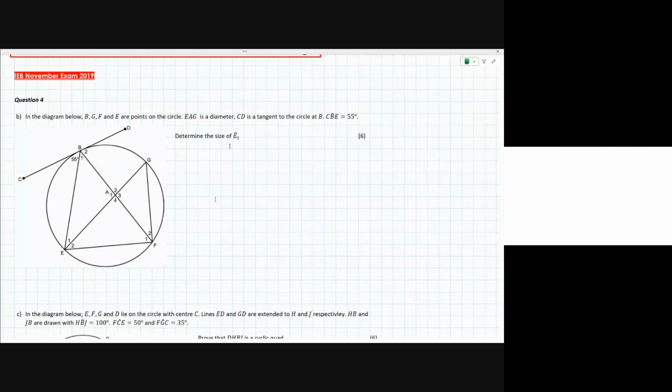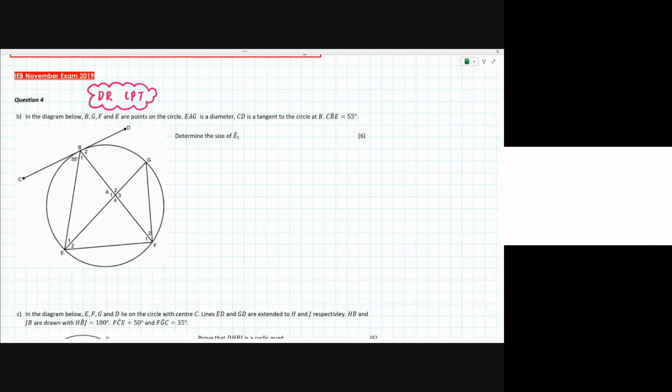All right, so in the diagram below, B, G, F, E are points on the circle, EAG is a diameter, CD is a tangent to the circle at B, and CBE is equal to 55 degrees. So remember, when we go and do our Euclidean geometry, we want to use Dr. CPT: diameter, radius, cyclic quads, parallel lines, tangent. So just remember Dr. CPT when you're writing paper 2. If you can identify these things, that's going to be useful.